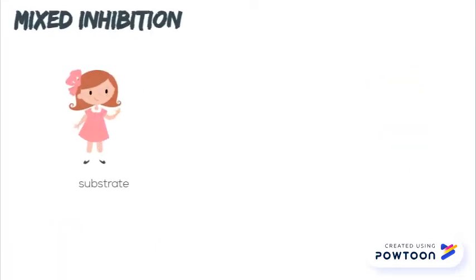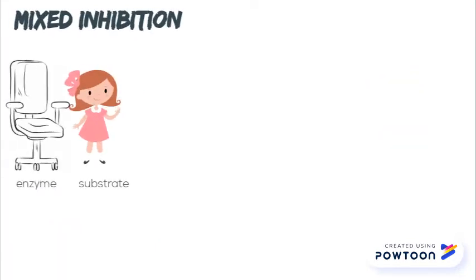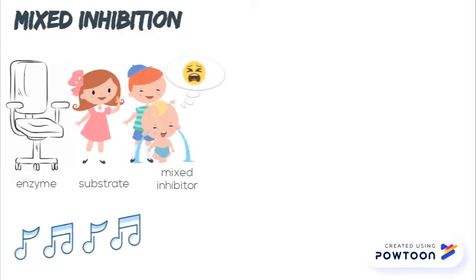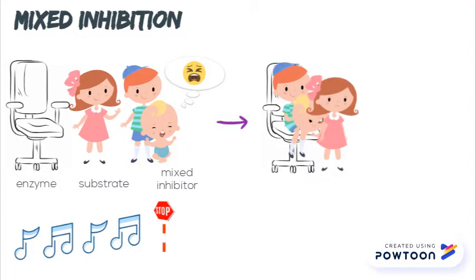So we still have you as the substrate and the chair as the enzyme, but let's add both your friend and your baby brother collectively as the mixed inhibitor. Your friend is competing against you, and your baby brother cries and kicks you once you sit on the chair. Both your desire to play and your chances of winning are affected, so both Km and Vmax change.